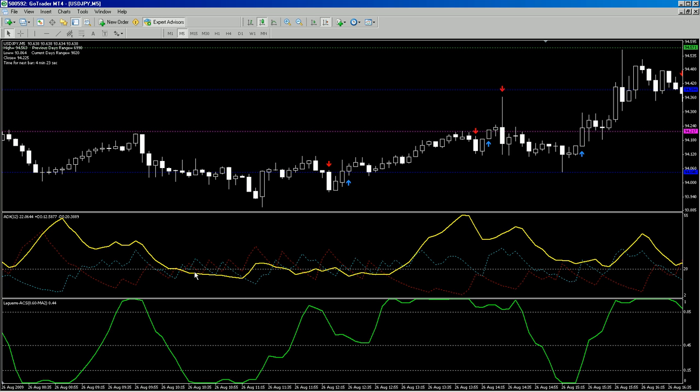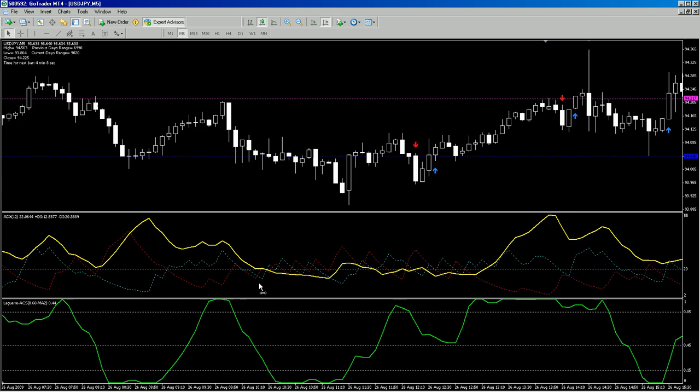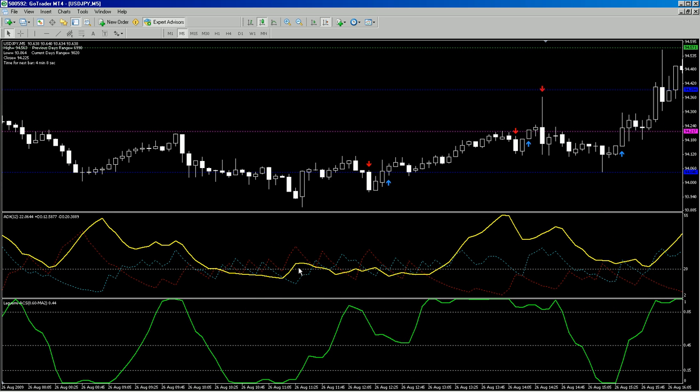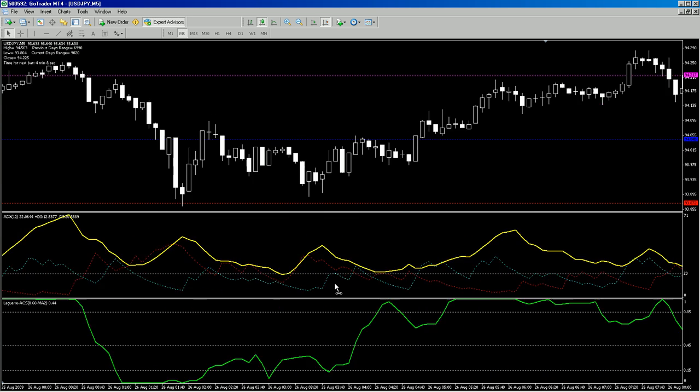See when the yellow line's down below the 20 like it is here, and you see how the red and blue are crossing. Basically that means stay out of the market. If it's below like that and heading down, the market's going sideways. The trend's not strong. It's not strong at all along here. It's very low, keeps low, then shoots up. Here's another example.